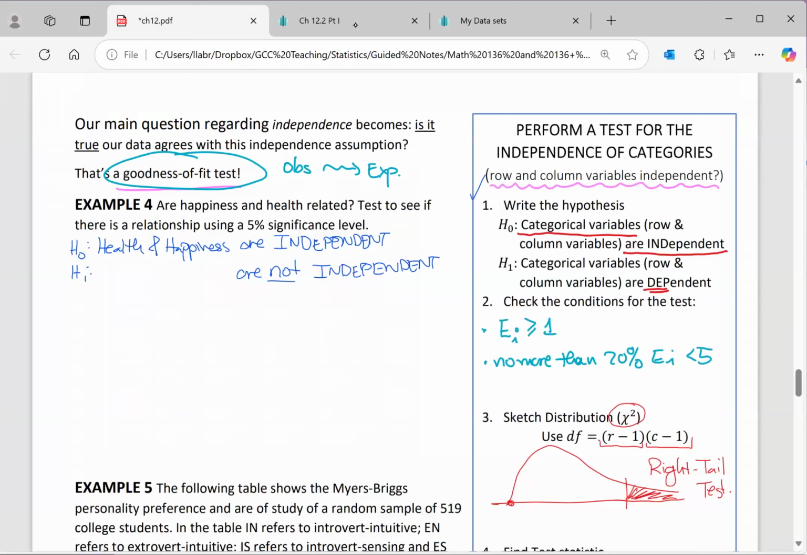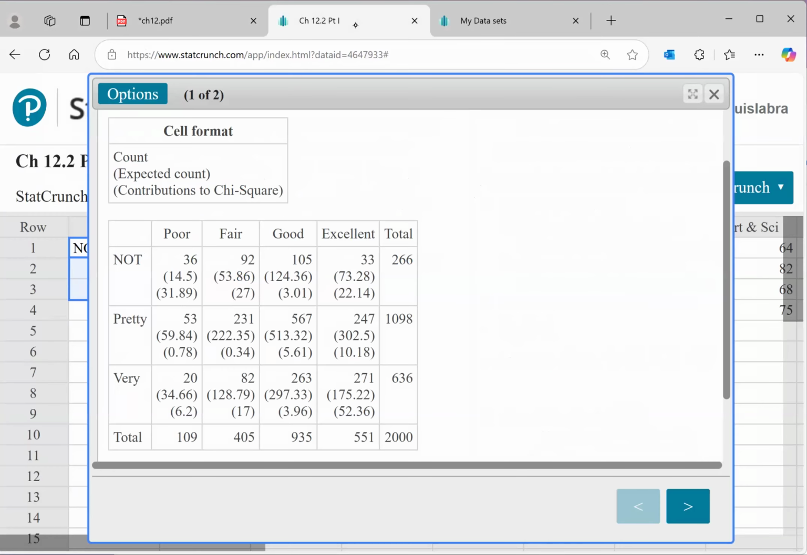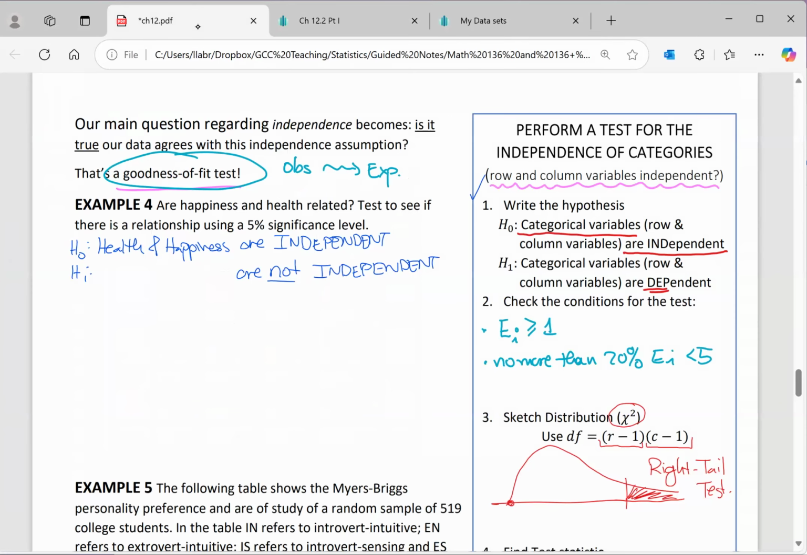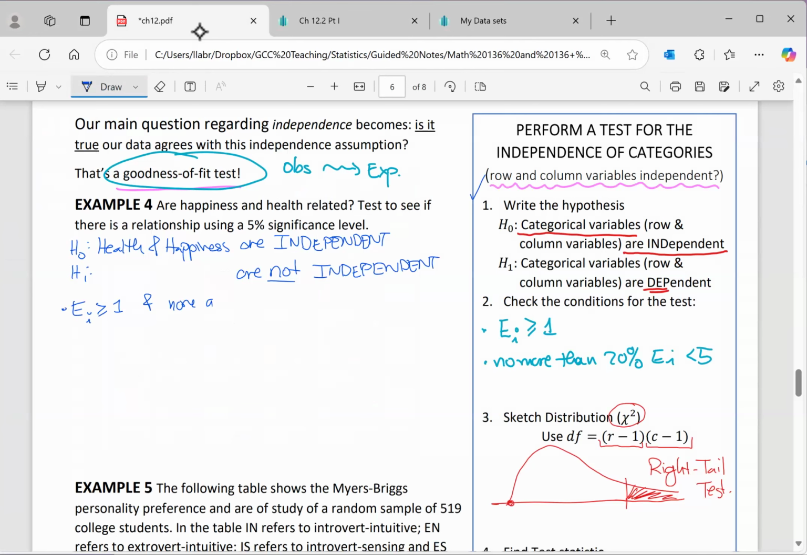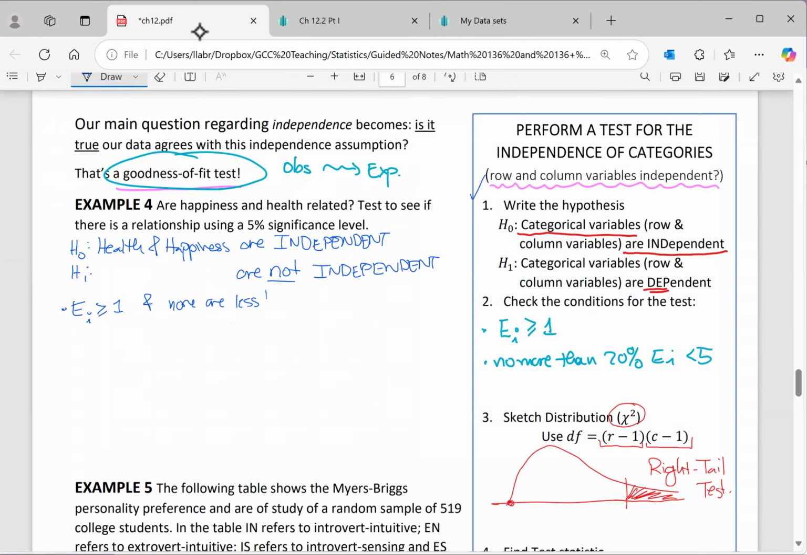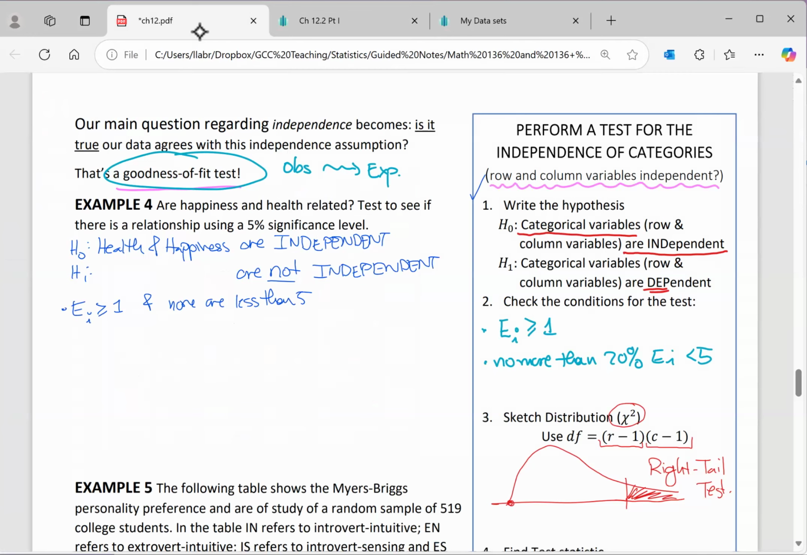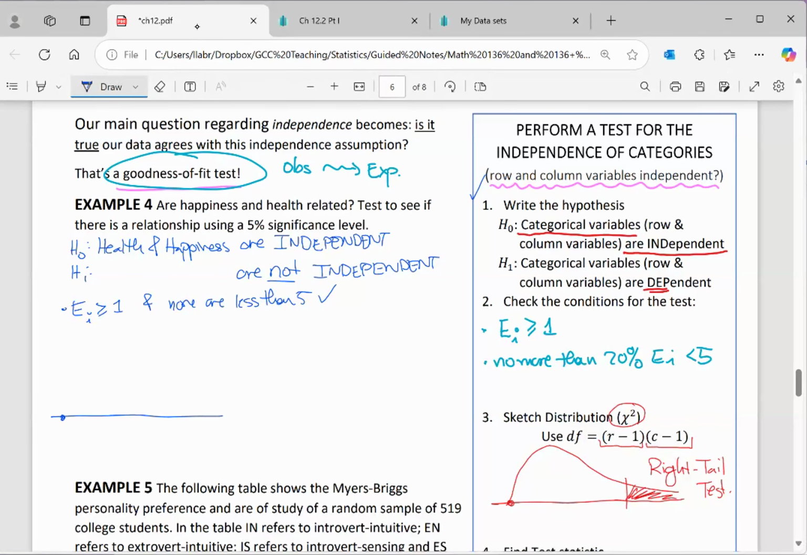All right, and so once we do this, you're actually done. When we find the expected count, we actually get our test statistic. So let me just verify here that all the expected counts are actually greater than 1, and none are less than 5. So we meet the requirements. We can therefore go ahead and sketch our distribution.